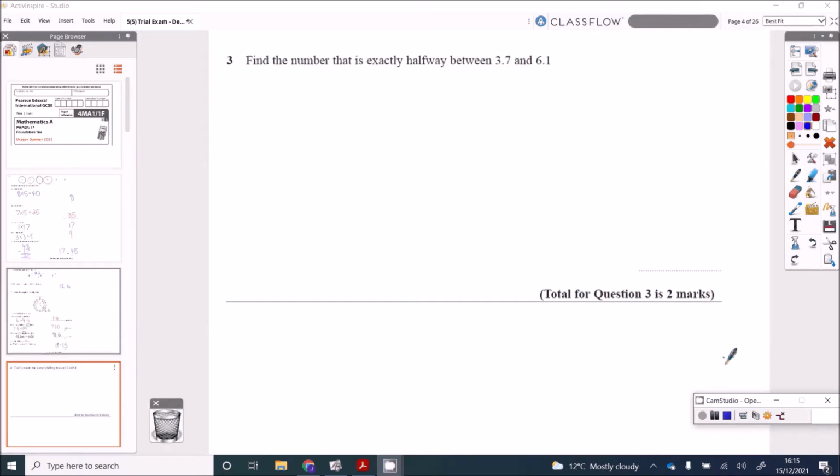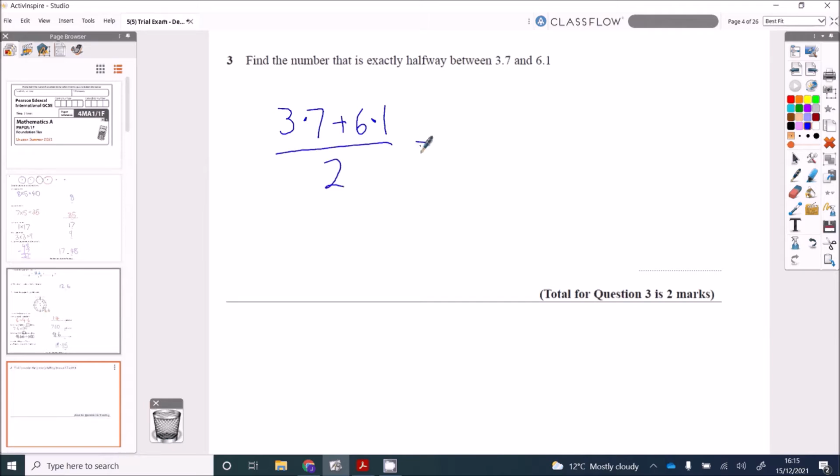Question 3. Now the number halfway between two numbers is the average of those two numbers. So how do we average two numbers? Well, you add them together. 3.7 add 6.1. And then that number, you then halve it, you divide it by 2. Now 3.7 add 6.1 is 9.8. So 9.8 divided by 2 is 4.9.